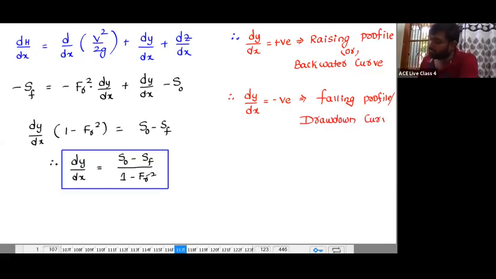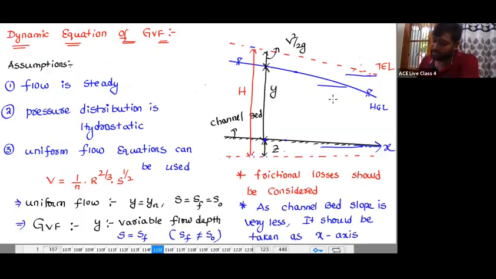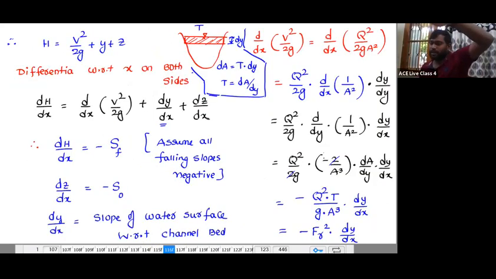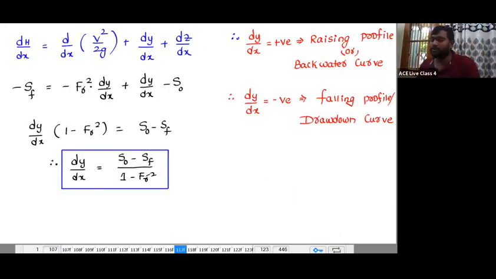So once I know dy by dx, what is meant by dy by dx? The variation of the water surface with respect to the horizontal, or with respect to the channel bed. So it shows the variation of the water surface with respect to the channel bed. If dy by dx is positive, then the water surface is going to be rising. If dy by dx is negative, then the water surface is going to be falling.